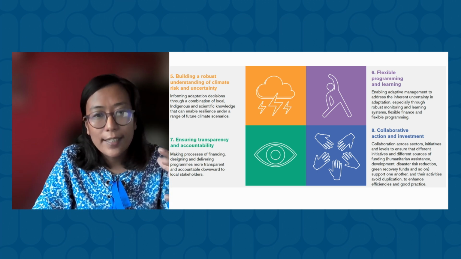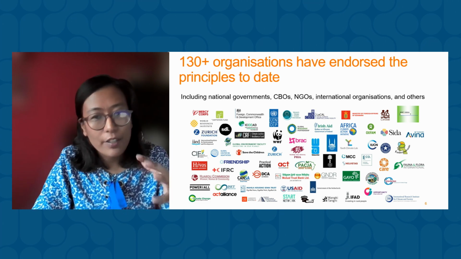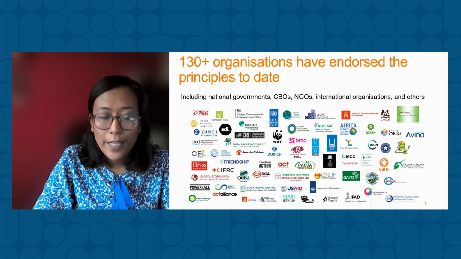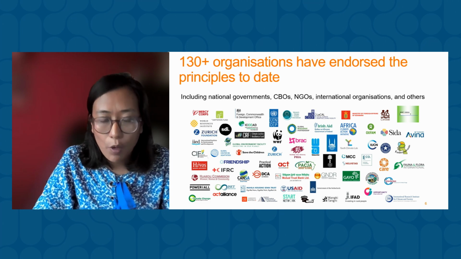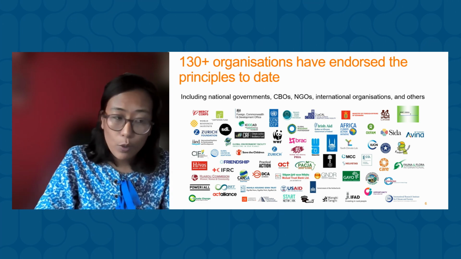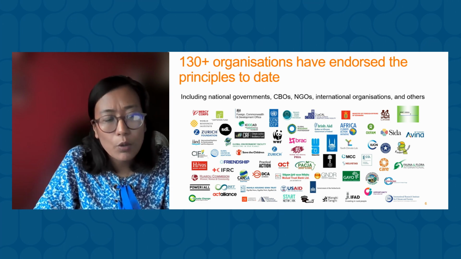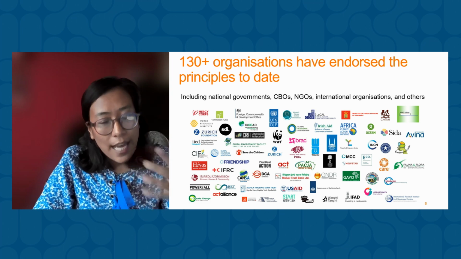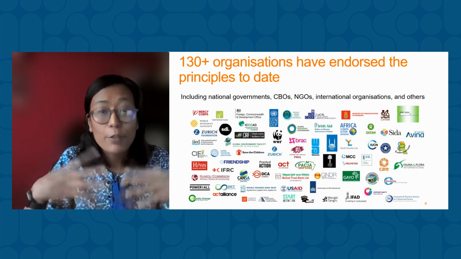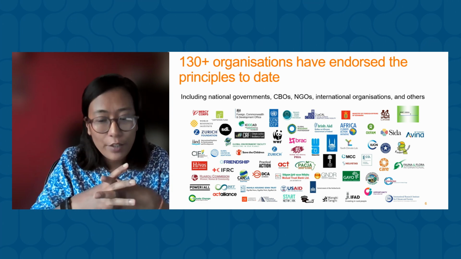And over the years, since its inception, there has been increasing momentum internationally, nationally, regionally, with growing awareness and support for the principles for LLA. Now the principles of LLA have been endorsed by more than 130 organizations, which include climate funds, national governments from the global north, from the global south, international development partners, federated social movements, CBOs, NGOs, and others. So now there are lots of growing endorsers. It's not just about saying we have got these principles, we have endorsed it, but now it's the time to operationalize the principles, and it's about bringing the real change.